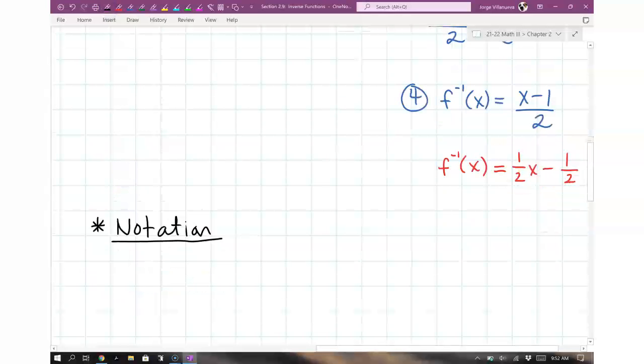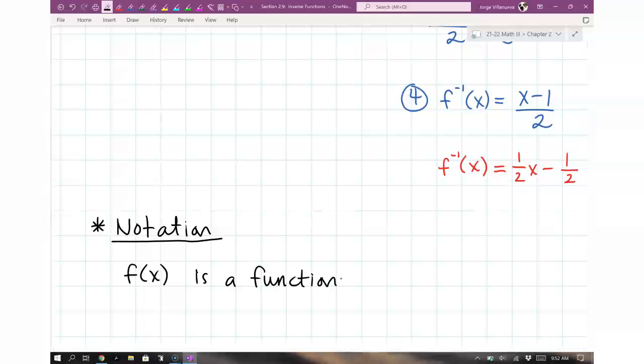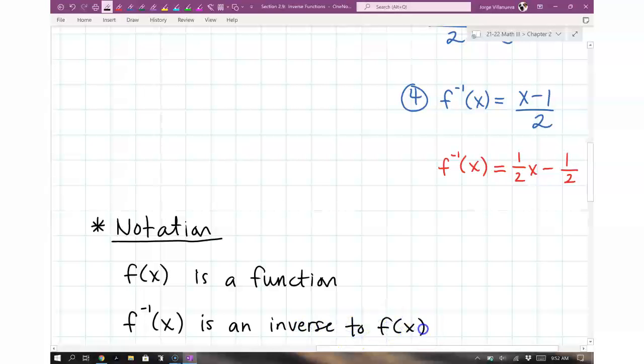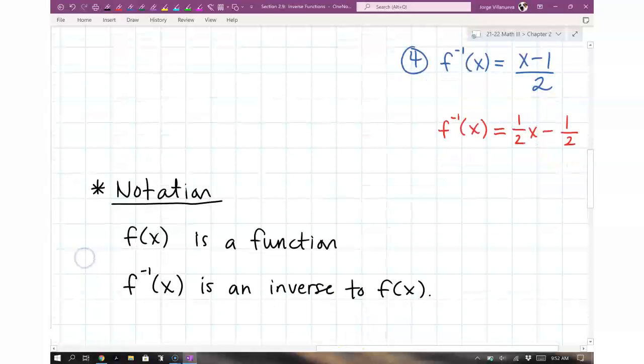Okay, we know that f of x is a function. Anytime we write f of x, that's a function of x. That's what the f means, a function. F inverse of x is an inverse to f of x. So if f of x is called a function, then f inverse of x is the inverse to f of x.